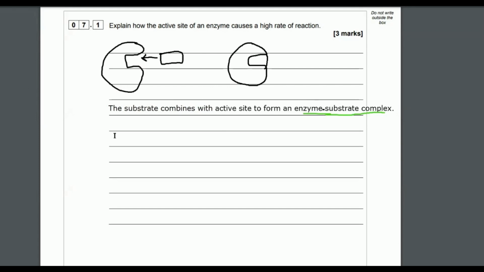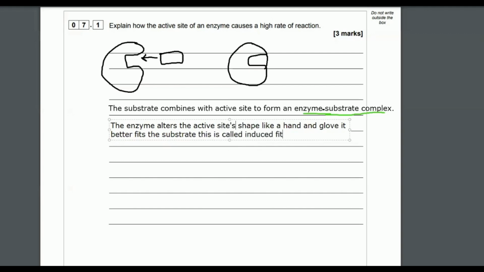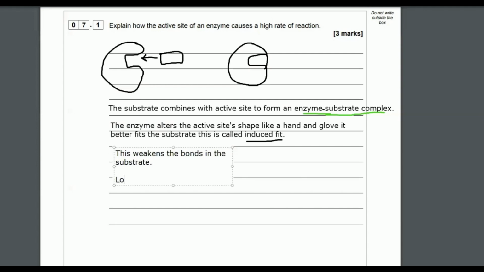Now, this lowers the activation energy required for breaking up the substrate. However, how do we word that? The enzyme alters its active site's shape to mold to the substrate. And we call that the induced fit theory, and we learn that in A-level. Some GCSE syllabuses you will also learn that. But if you start talking about the induced fit, that the enzyme's active site actually molds itself so that it better fits the shape of the substrate, and in doing that action, that little bit of kinetic energy weakens the bonds in the substrate. So we need to talk about the bonds in the substrate being weakened.